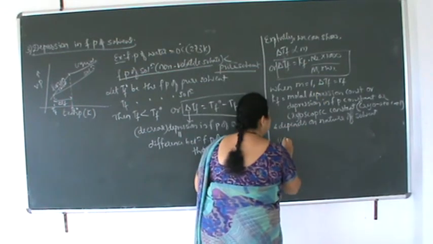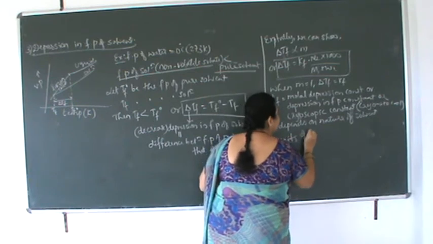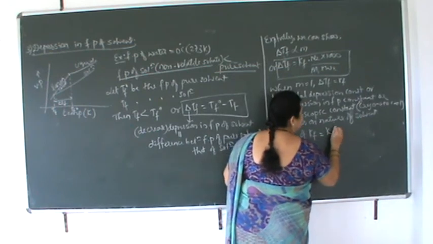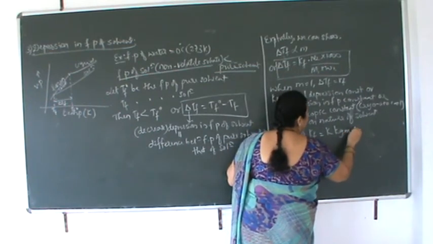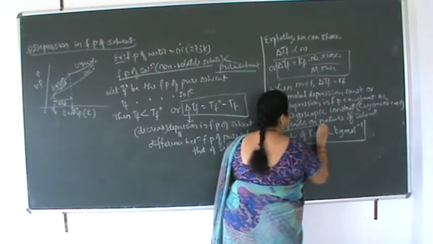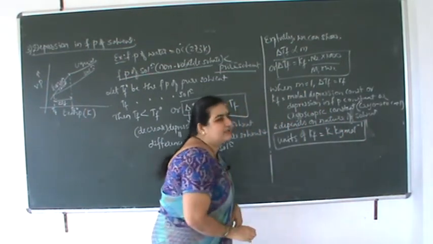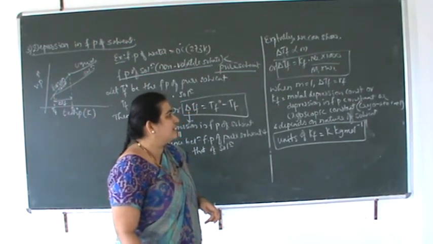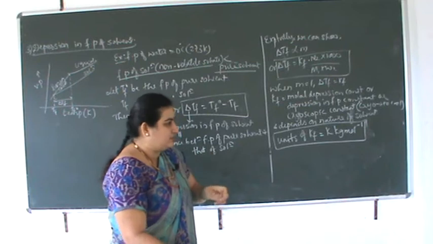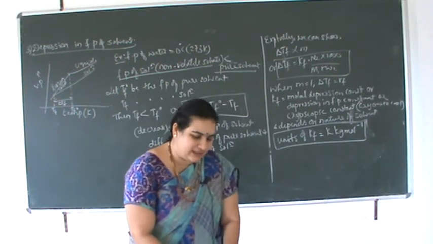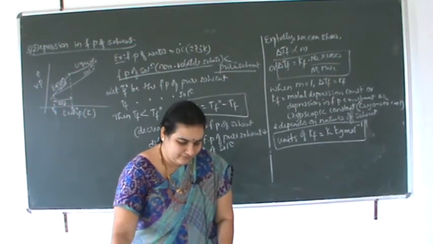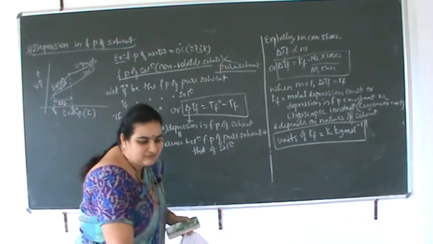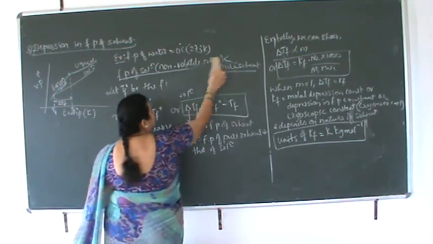So the units of Kf will be similar to those of Kb. Units of Kf will be Kelvin kg per mole. Remember the units, and the relation: delta Tf is equal to Kf into W2 into 1000 divided by M2 into W1. Now I will give you the relation between Kb and Kf. Next up, some constant values of Kb and Kf.